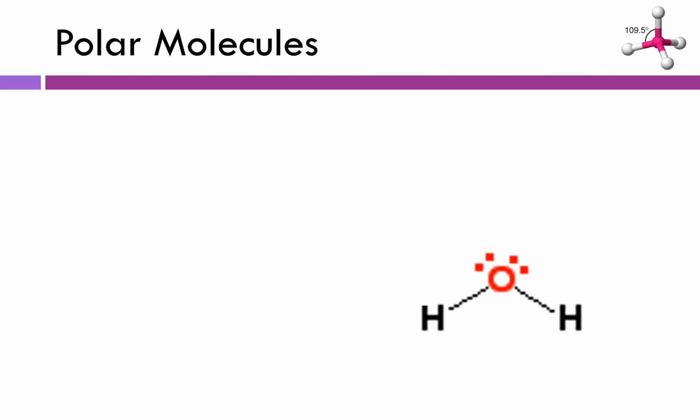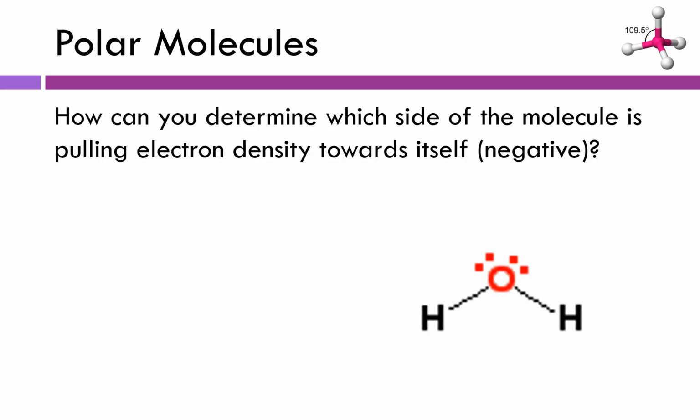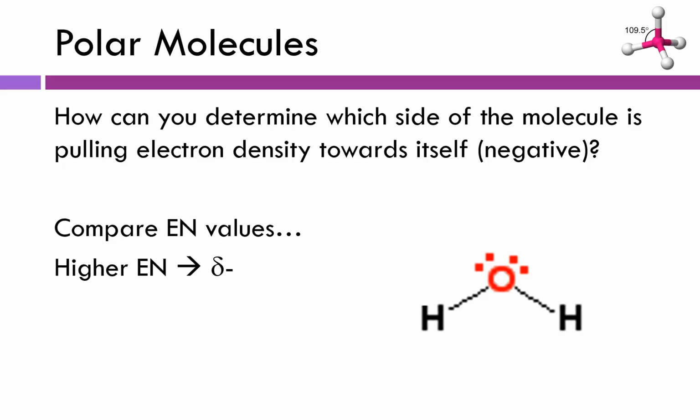Be very, very careful when drawing your Lewis structures. Just continuing on with polar molecules a little bit more. Something like water we know is polar. So if we're trying to figure out which side of the molecule is pulling the electron density towards itself, in other words, which side of the molecule is going to have a slight negative charge, that's where you need to look at differences in electronegativity and really start to think about what's going on with how the electrons are being shared. So we can compare the electronegativity values.